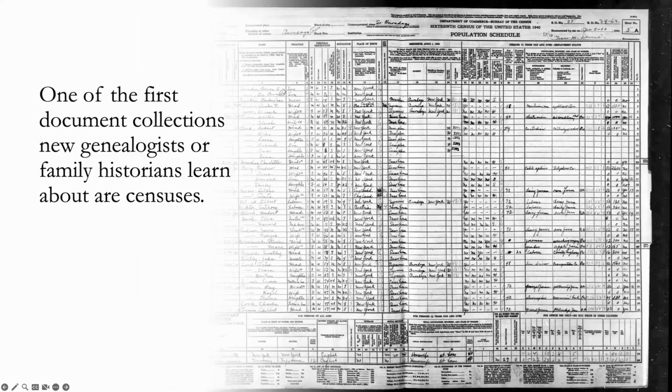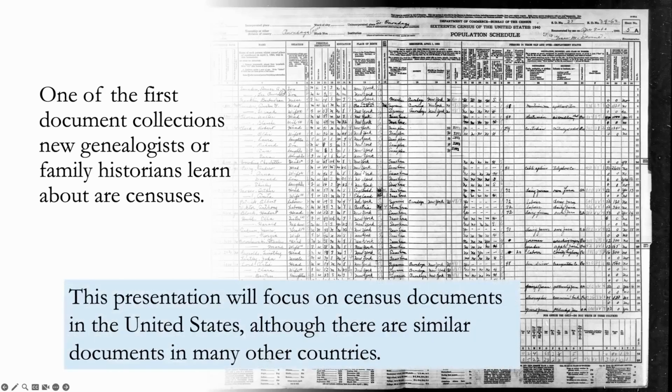First of all, this is one of the very first document collections that new genealogists or family historians learn about. That's the census records. And in the United States, they are every 10 years, starting in 1790 up through the last, the 1950 census, which was released a couple of years ago. So what we have here is just an average census form. This particular one is from the 1940 census.